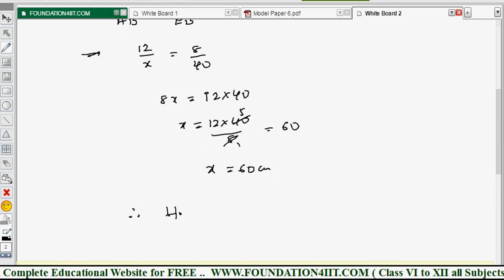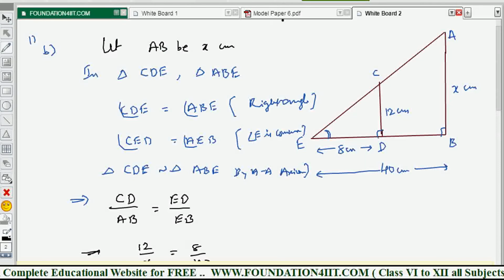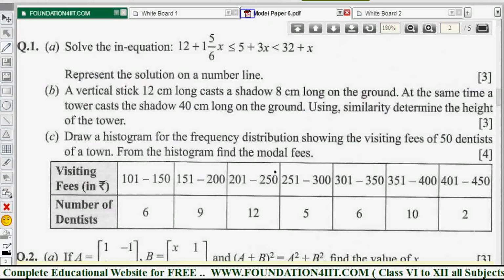Therefore, the height of the tower is equal to 60 centimeters. So I completed the problem. Only the similarity property was applied. The height of the tower is 60 centimeters. We can solve it this way. Let's see the next question.